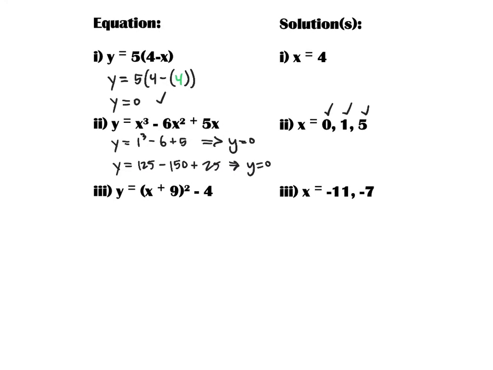Okay, and then if I plug in a negative 11, negative 11 plus 9 is negative 2. If I square a negative 2, I get 4. 4 minus 4 is 0. So in this case, y would equal 0. So negative 11 checks. If I plug in a negative 7, I get a positive 2 squared minus 4. Again, I'm going to get y equals 0. So negative 7 checks.